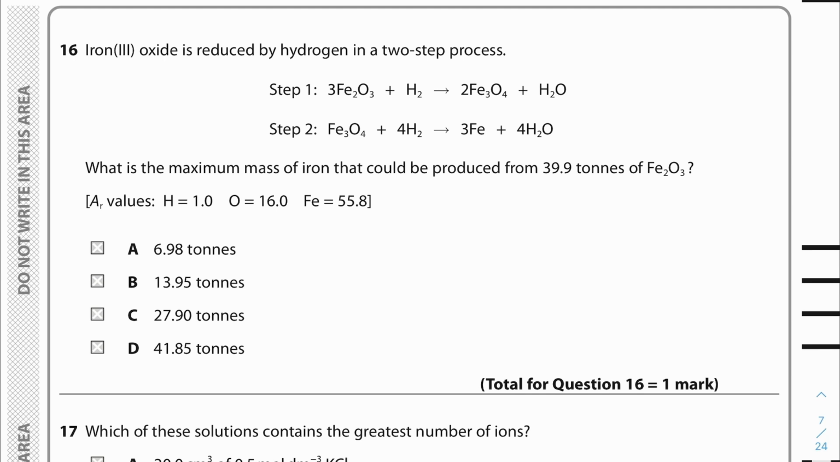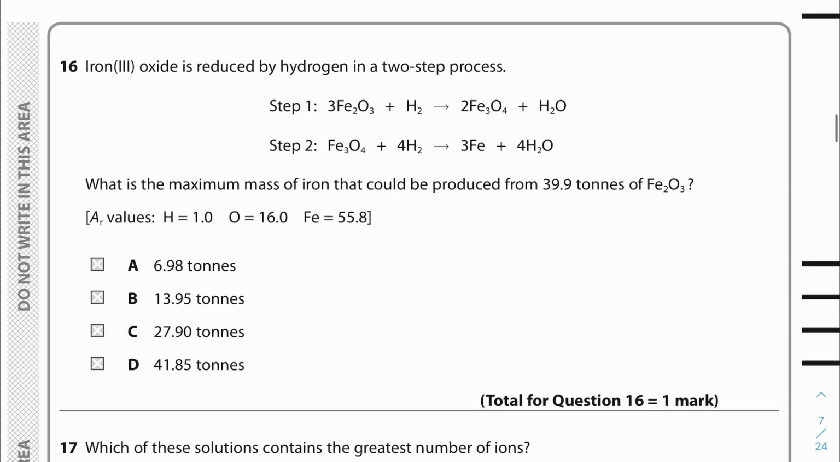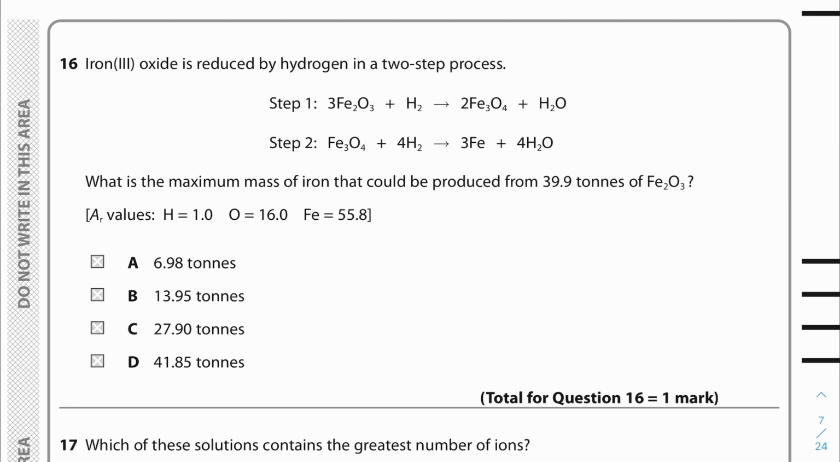So iron 3 oxide is reduced by hydrogen in a two-step process. So it goes from 3Fe2O3 plus H2 to Fe3O4 plus water. This plus hydrogen gives us iron. They ask what is the maximum mass of iron that could be produced from 39.9 tons of Fe2O3. Okay, so how do we get here?